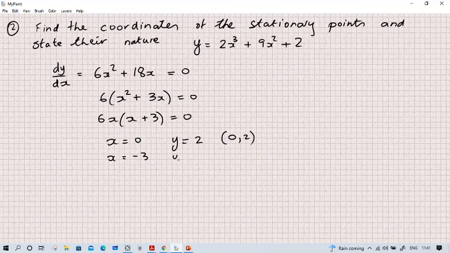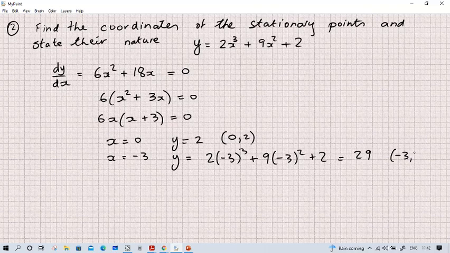The second stationary point we find by subbing in x equals minus 3. 2 times minus 3 cubed plus 9 times minus 3 squared plus 2. And when we calculate that, we get positive 29. So the second stationary point has coordinates (negative 3, 29). And we do need to state their nature, so we'll use the second derivative test, d2y dx squared.